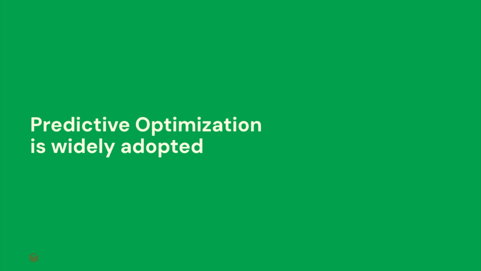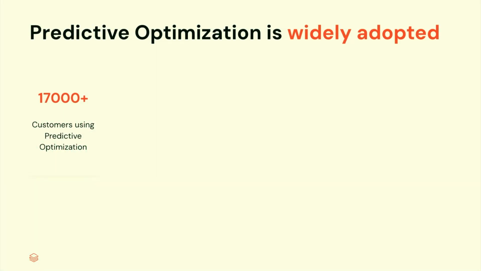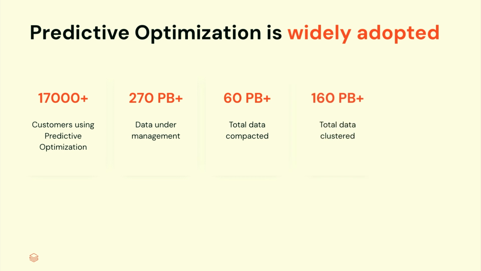we see from customers. Since we made predictive optimization GA, it has had tremendous adoption. We have more than 17,000 customers with predictive optimization enabled. We have more than 270 petabytes of data under management. We have compacted more than 60 petabytes of data, clustered more than 160 petabytes of data, and vacuumed over 600 petabytes of data, which is truly phenomenal.